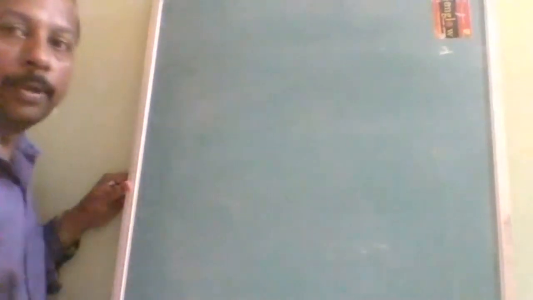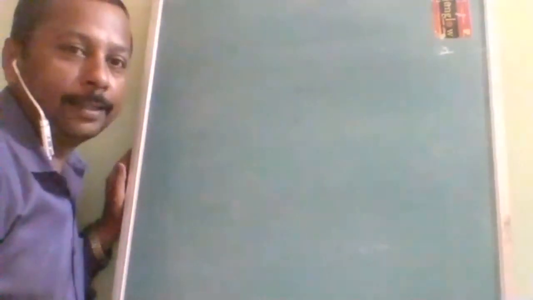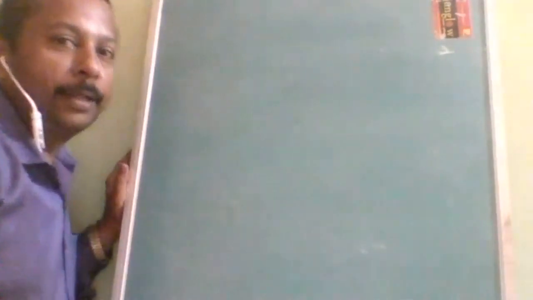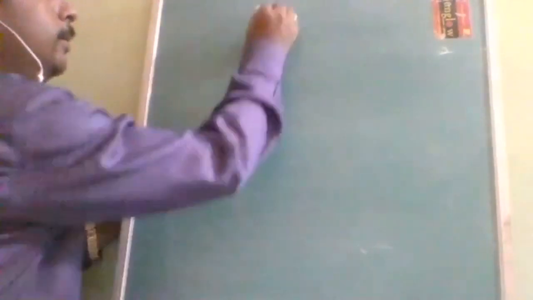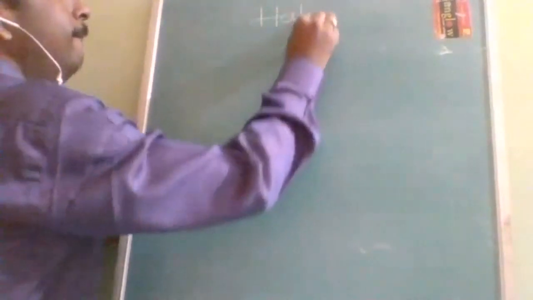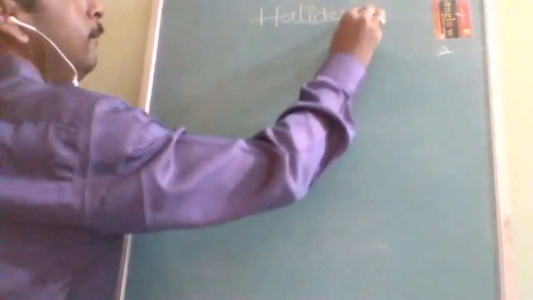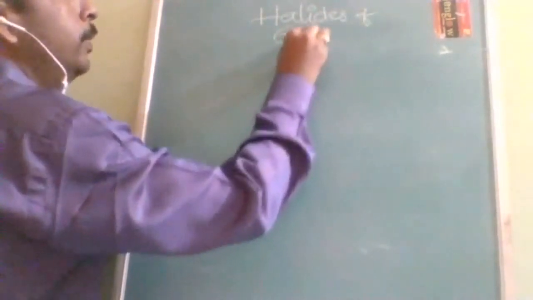Now let us come to the next topic. What is that next topic? Halides. Group 16 elements form halides. Halides of group 16.